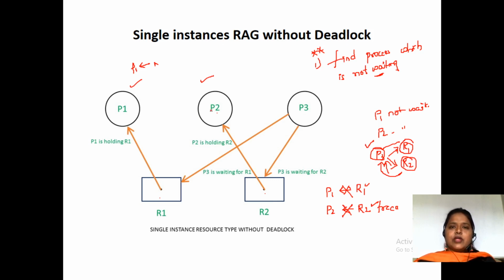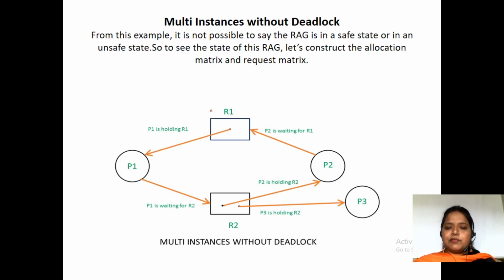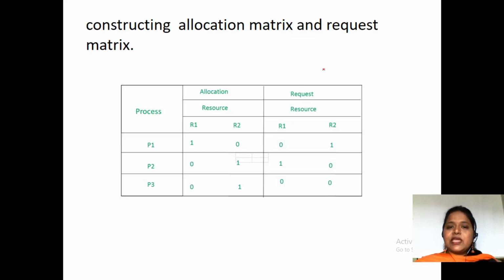Fine. Till now we have seen single instance with deadlock and without deadlock. Now we will see multiple instances with deadlock and without deadlock. First we will see without deadlock. If it is single instances, no problem. If multiple instances, we have to construct the allocation matrix and the request matrix. How we construct the allocation and request matrix, I will tell you now.